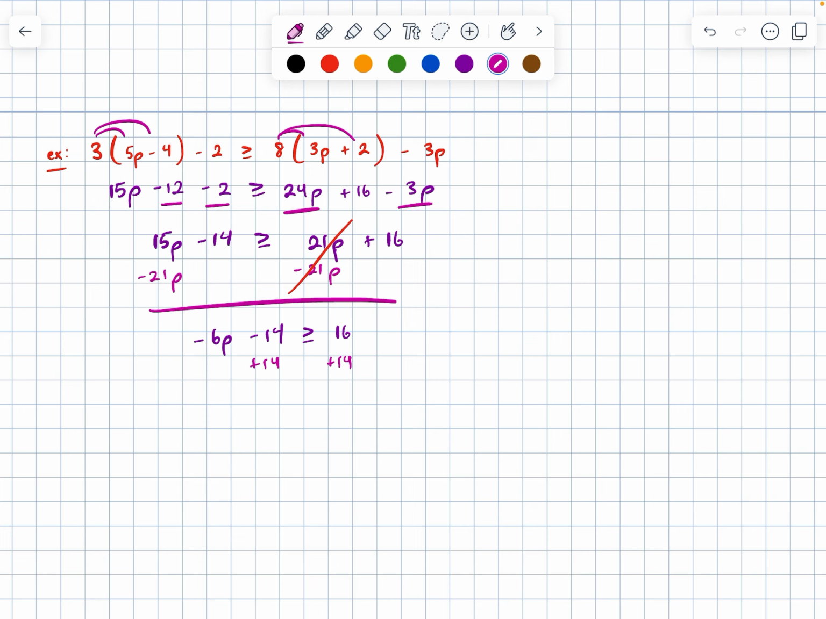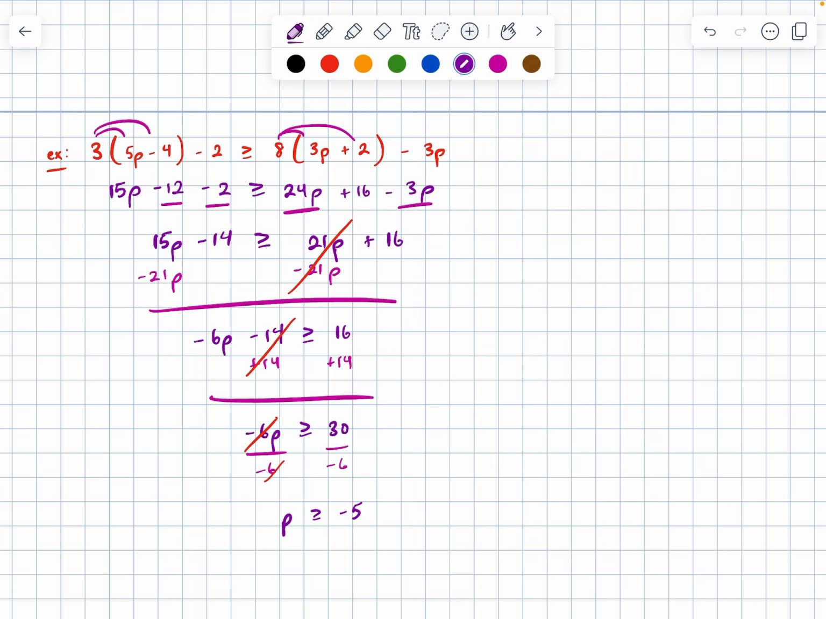I'll add 14 to both sides because I'm trying to get p by itself. Our 14s go away. Negative 6p is greater than or equal to 30. And then I'll divide both sides by negative 6. Negative 6 divided by negative 6 goes away. And p is greater than or equal to negative 5.